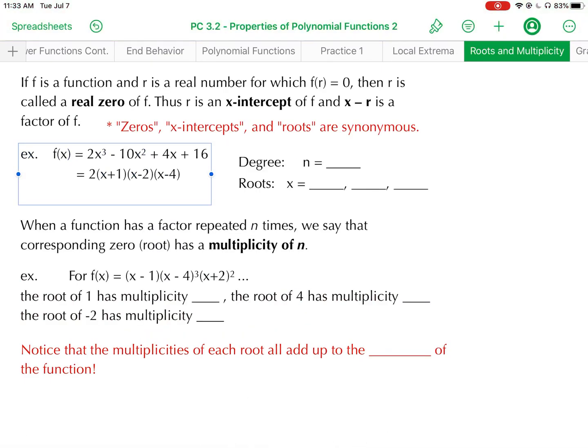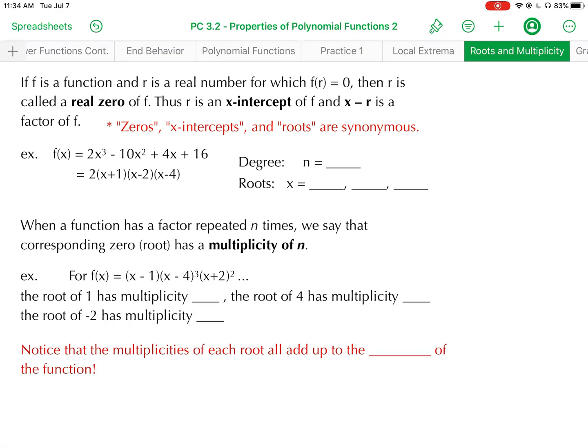All right, next let's talk about the roots and multiplicity of a function, okay? So let's say f is our function and r is a real number so that when you evaluate the function f with r, it equals 0. That means r is considered to be a real zero of the function. And a real zero of a function is the same thing as the x-intercept of the function, okay?